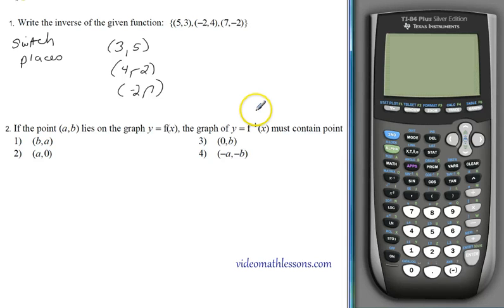So number 2, if the point AB lies on the graph y equals f of x, this is just function notation. So it's just a function, it's just like y equals. And then this means inverse. Then the graph of f to the negative 1, that means inverse. That's function notation for inverse. Must contain which point? Well, once again, just like we did in problem number 1, you take AB, switch places. So it would have to be BA.